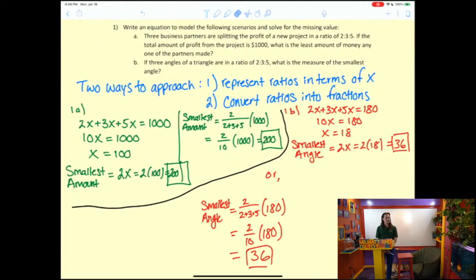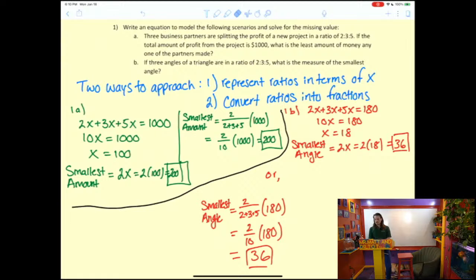Now x is not the answer. x is the common multiple. You have to substitute that common multiple back into the expression that represents the individual component that the question is asking you about. So here, they want to know the least amount of money any one of the partners made. Well, the expression that represents the smallest share of profit out of 2x, 3x, and 5x would be 2x. If we evaluate 2x with the common multiple x equal to 100, we get 2 times 100, or 200. So 200 is the answer to 1a.